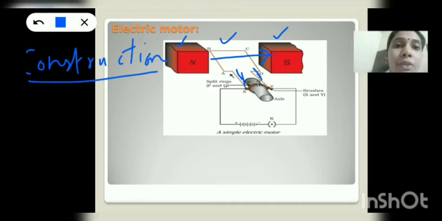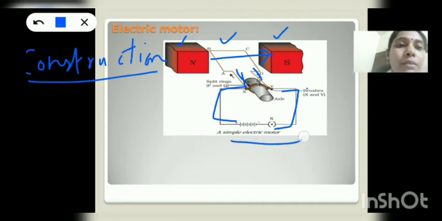Now attached to the split rings you can see two brushes. The brushes are X and Y. These brushes are made of carbon and these brushes are fixed. It's not movable. From this brush X, the connection goes to the positive of the battery. From the negative of the battery, the connection goes to the key, and finally it goes to the other brush Y. Okay, and through this brush the current enters the circuit when it is switched on.